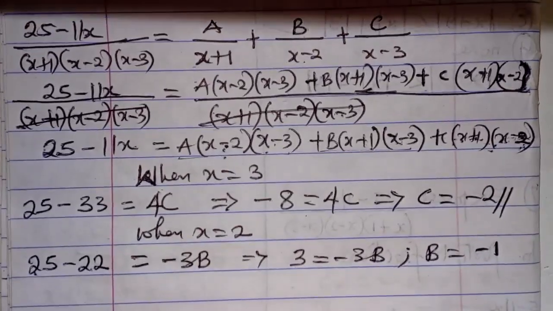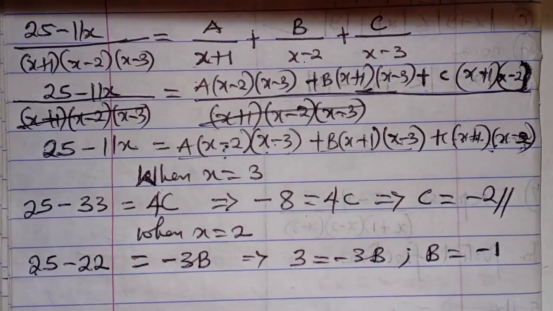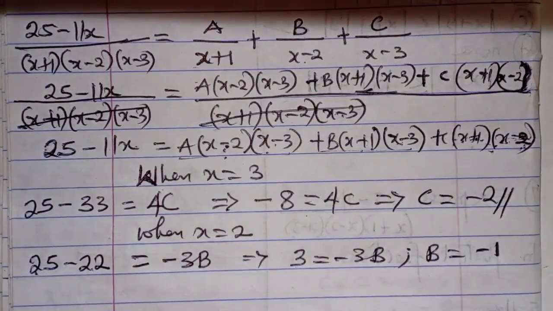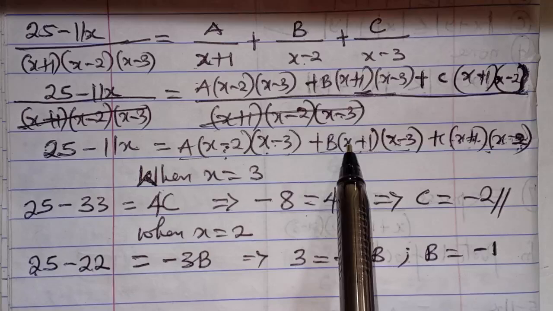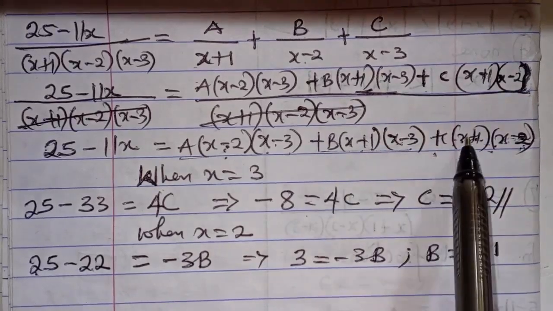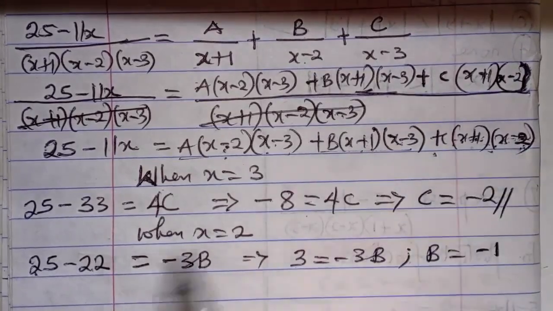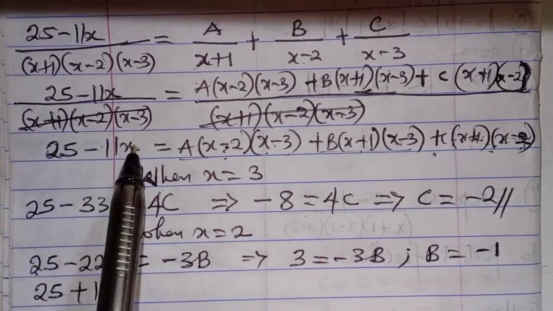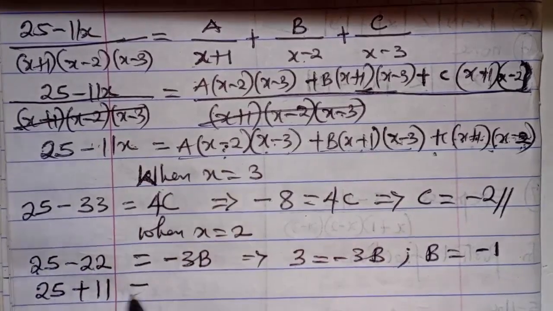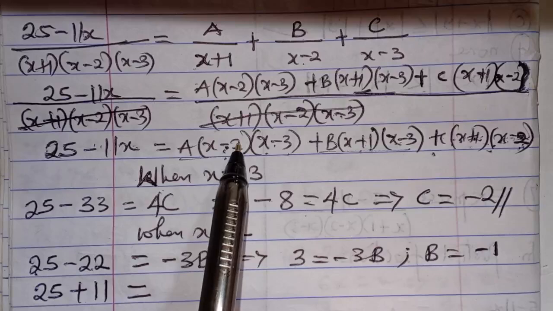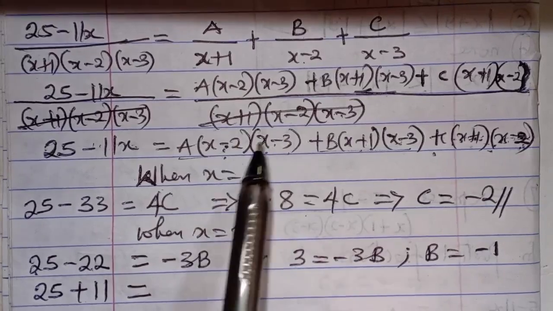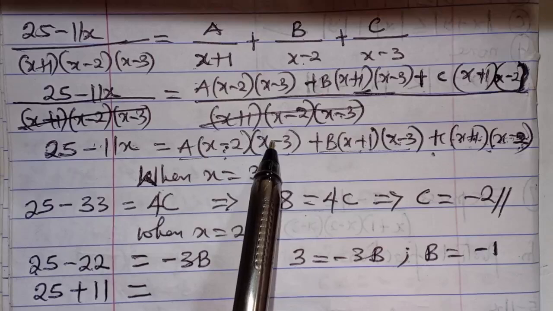Let's get a. So to get a, we have to eliminate b and c. Now, to eliminate b and c, what's common to them? We have x plus 1, x plus 1. So if I say let x be equal to minus 1, put minus 1 here. Minus 1 plus 1 is 0. Everything becomes 0. Minus 1 plus 1 is 0. Everything becomes 0. So we're having 25 plus 11, because minus 1 times minus 11 is plus 11. Minus 1 minus 2 is minus 3. Minus 1 minus 3 is minus 4. So minus 3 times minus 4 is plus 12.